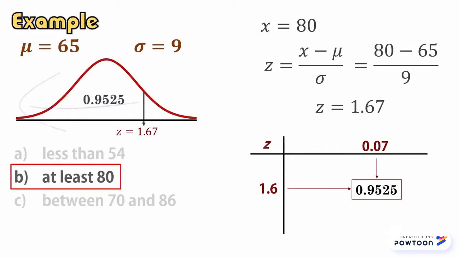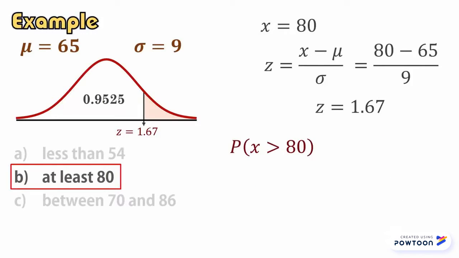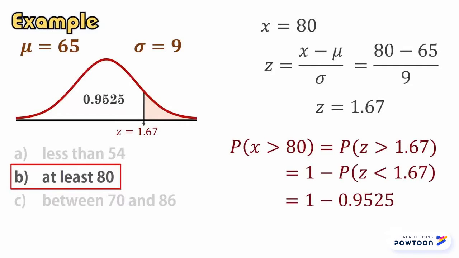We then subtract it from 1 to obtain the greater than area, since the total area under the curve is 1. Therefore, the probability that X is at least 80 is the probability that Z is greater than 1.67, which equals 1 minus 0.9525, giving 0.0475 or 4.75%.